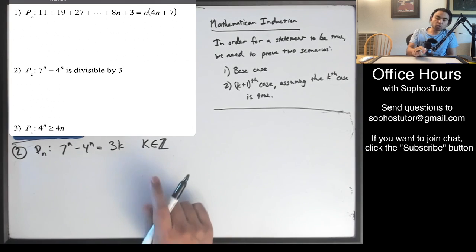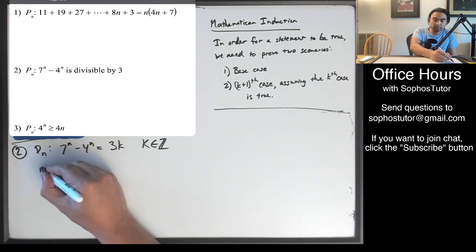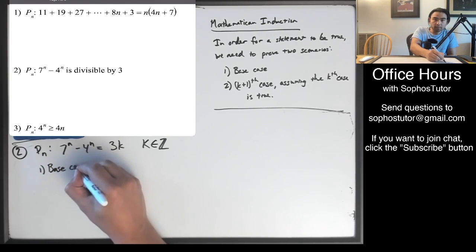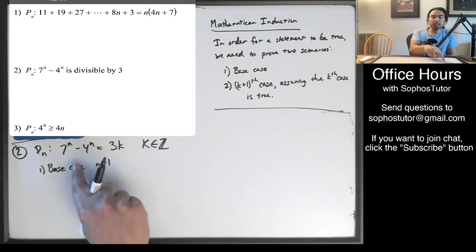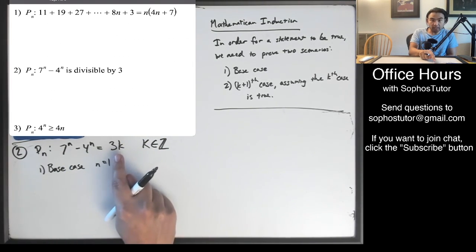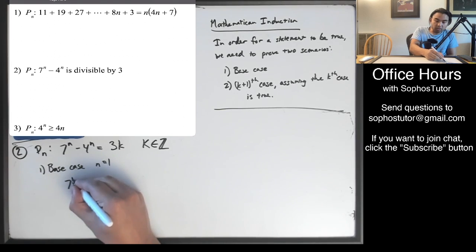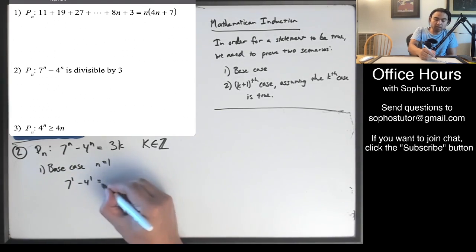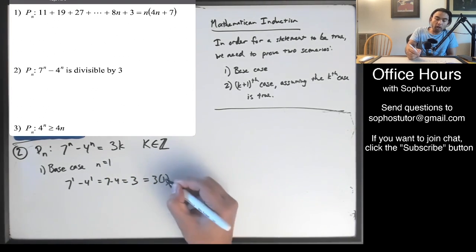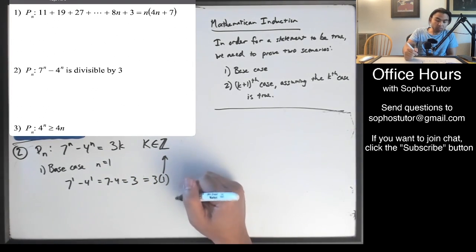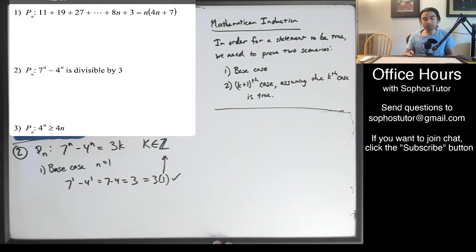So in order to prove that this is true, we first need to look at the base case. So the base case is when n is equal to 1. So let's see if when n equals 1, we get a value that is divisible by 3. So 7 to the first power minus 4 to the first power is equal to 7 minus 4, which is equal to 3. And this is equal to 3 times 1, and 1 indeed is an integer. So therefore, we have proven our base case. Again, base cases should be pretty straightforward.